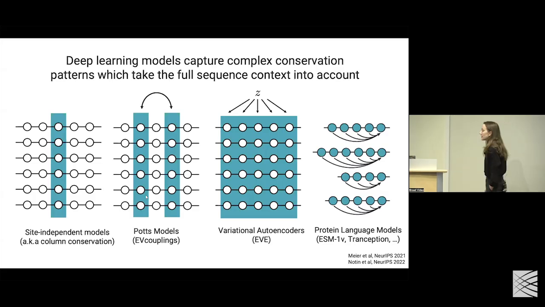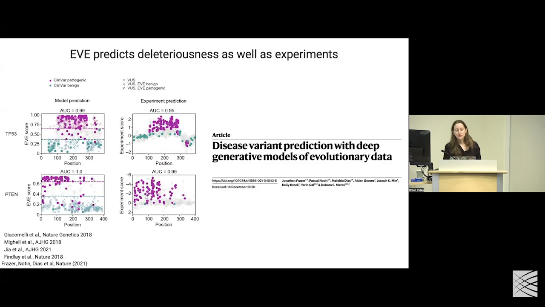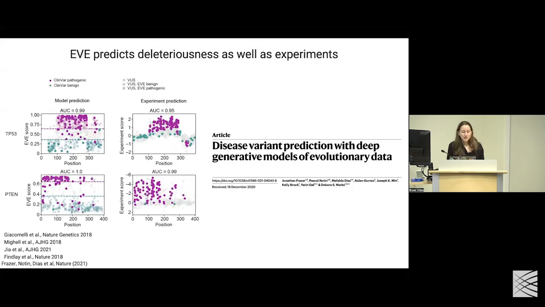alignment-based models. So how do our models compare with lab experiments? Model predictions to lab experiments, yeah. Okay, so EVE is one of our models. It's this model here, the VAE. You can think of it as a deep learning model that's able to pick up on higher order dependencies in the data, breaking beyond pairwise dependencies. It's still going to get pairwise, it's still going to get site-wise, but it can do more.